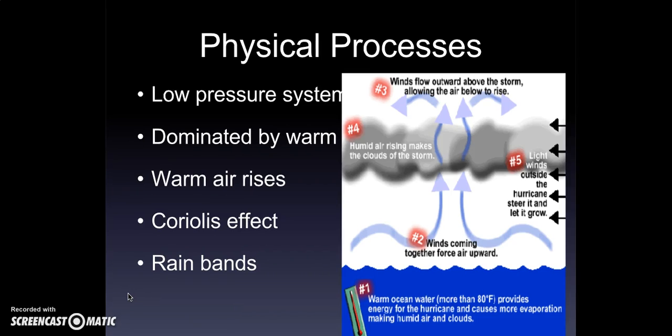And the physical processes. So a hurricane is a low pressure system characterized by rotating winds that consist of heavy rain, surges of rising seawater. There are thunderstorms that are also included.